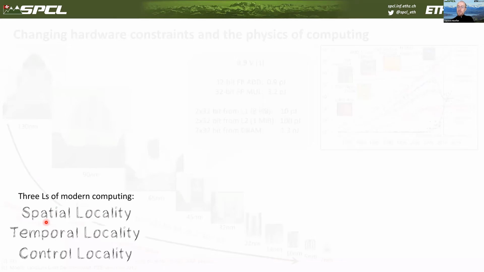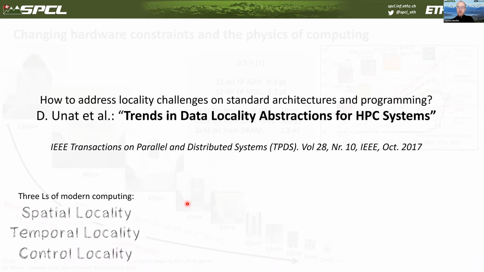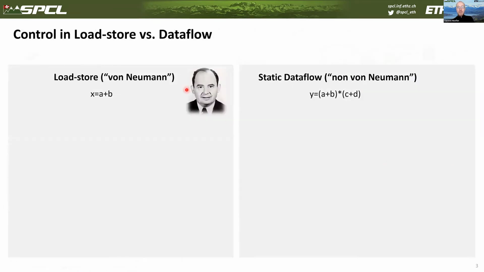I'm not going to re-explain this. This is something you learn in your early time in school. Control locality is a somewhat new metric that I want to introduce a little bit more. If you care about this kind of thing, you can look at this survey, which explains pretty well what this is all about.